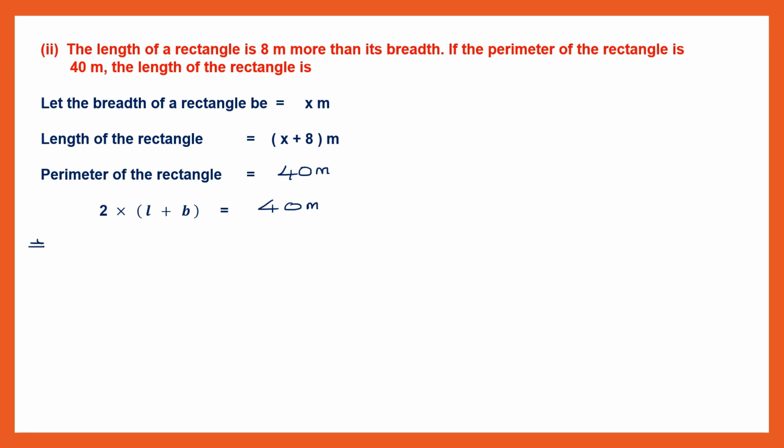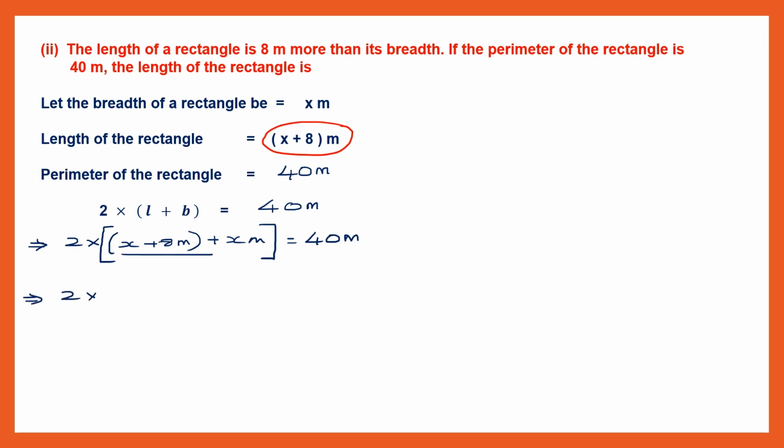Now here we are going to substitute. So 2 into, what is the length? Length is x plus 8 meters. So let's write that: x plus 8 meters, plus the breadth, and that is x meters. We're going to add this up, and all this should be equal to 40 meters. So let's open the brackets here. So 2 into x plus 8 plus x meters, all this is equal to 40 meters.